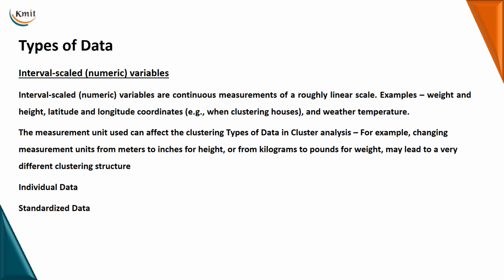And it is a continuous numbering or continuous scale. Anything like that we can call an interval. Now, after 10 to 20, what would be the next one? I need to get it as 20 to 30. Next, 30 to 40, like that. See, interval scaled variables are continuous measurements on a roughly linear scale. Examples are weight and height, latitude and longitude. This all comes under interval. Then weather, temperatures, everything.